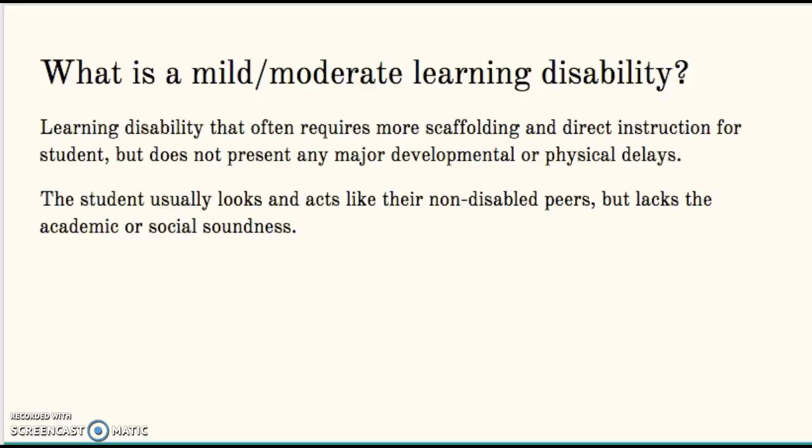So what is a mild to moderate learning disability? For sake of time, this is the definition we will use. It's a learning disability that often requires more scaffolding or direct instruction for students. However, it does not present any major developmental or physical delays. That being said, students with learning disabilities often look like their non-disabled peers, they often act like them, but they lack the academic or social soundness. For example, a student in your classroom may look completely quote unquote normal, but may not be on the same reading level as their other peers.